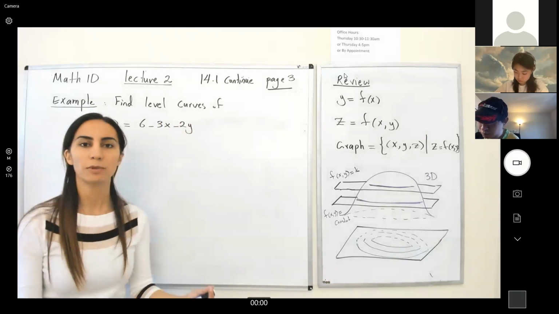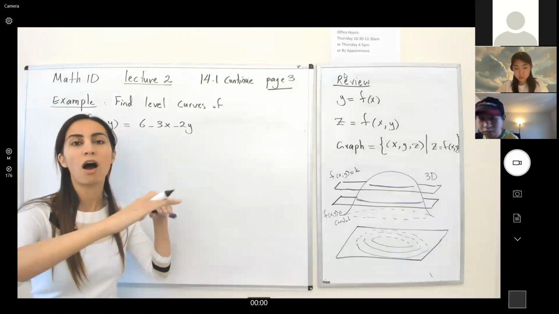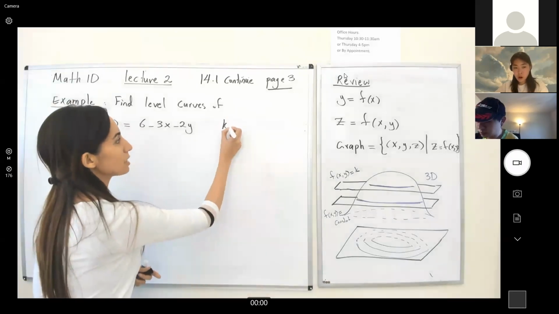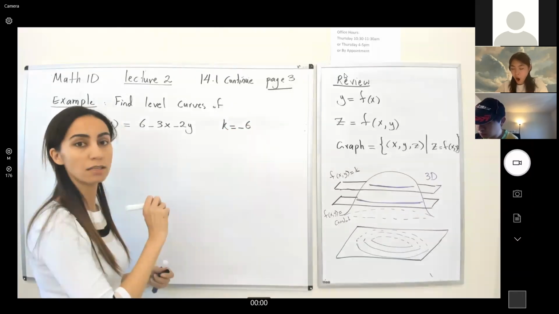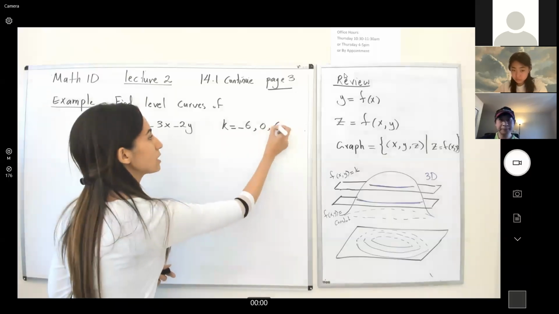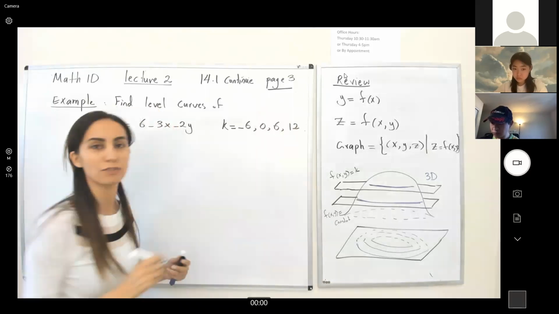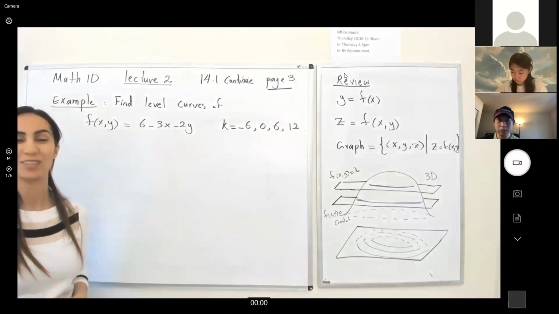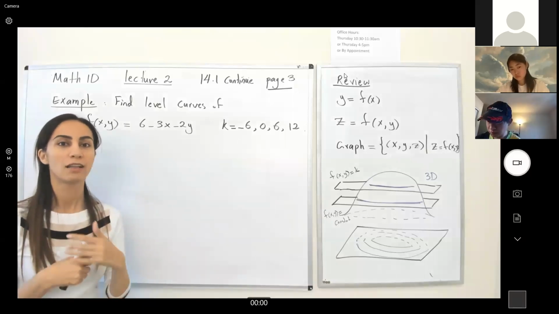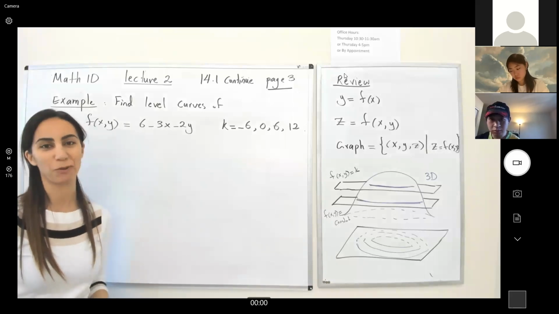And in this special case, the k values, the constant values, the heights, are all given. It says suppose k is equal to minus 6, suppose k is equal to 0, suppose k is equal to 6, and it has 12 as well. So for these k values, we're going to find level curves, or just curves in the xy plane.